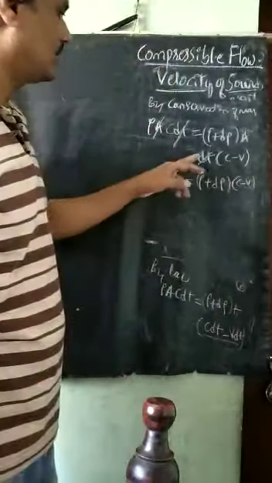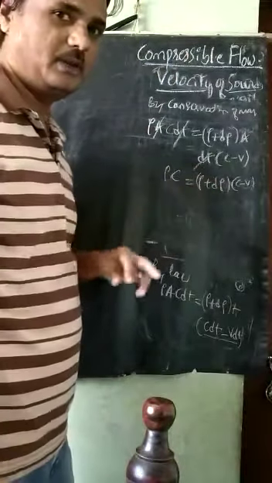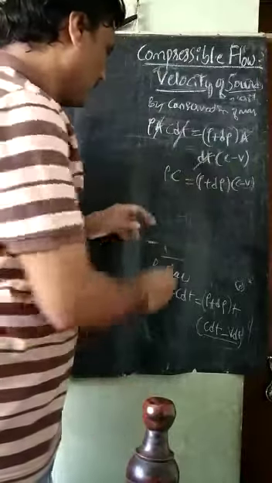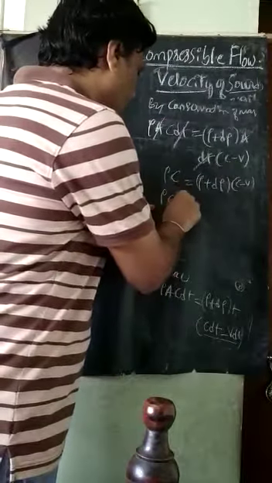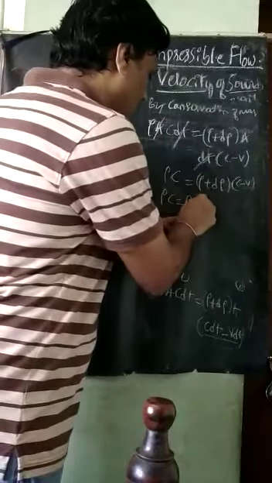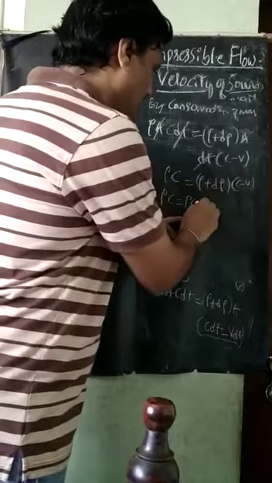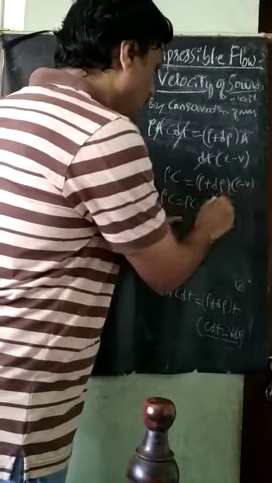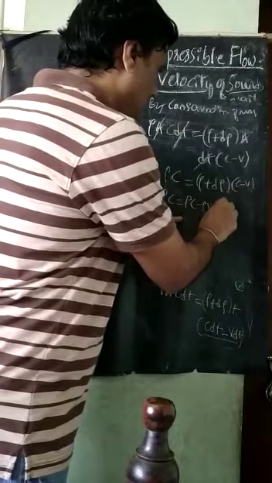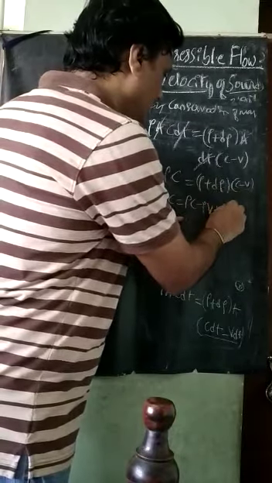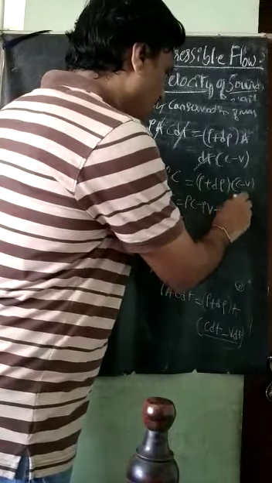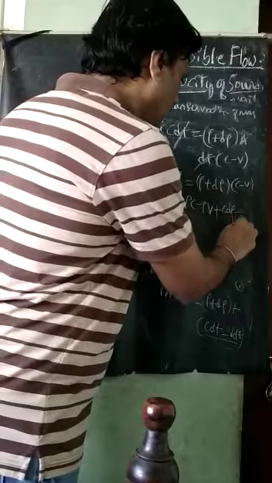Now I will expand these two terms. Now we will expand this term, what happens? This is rho c is equal to rho into c, minus rho into v, plus d rho into c, c into d rho, and minus v into d rho.